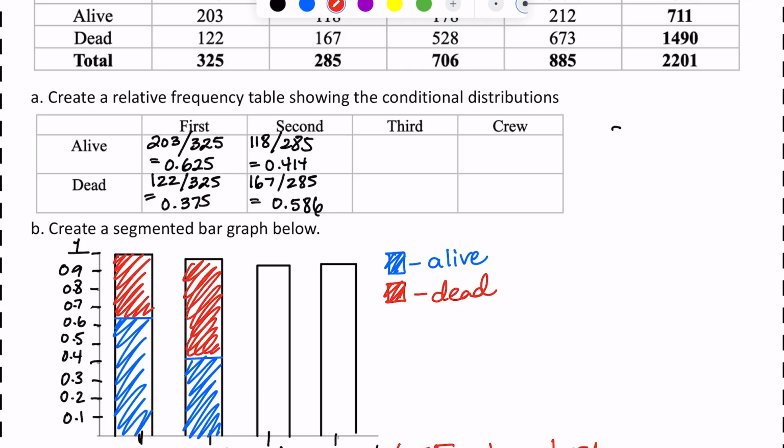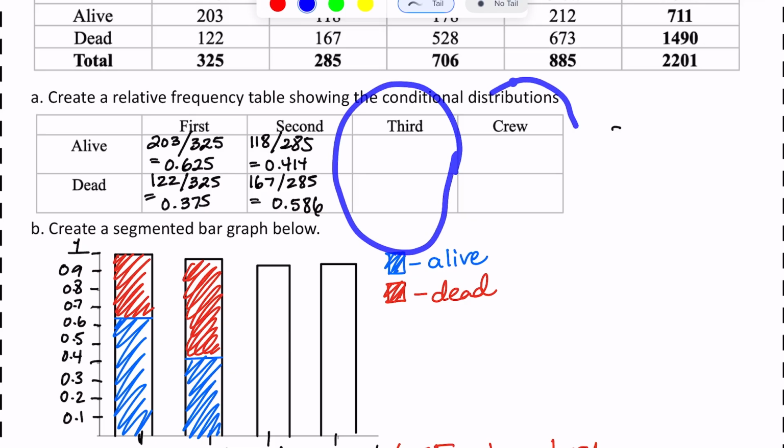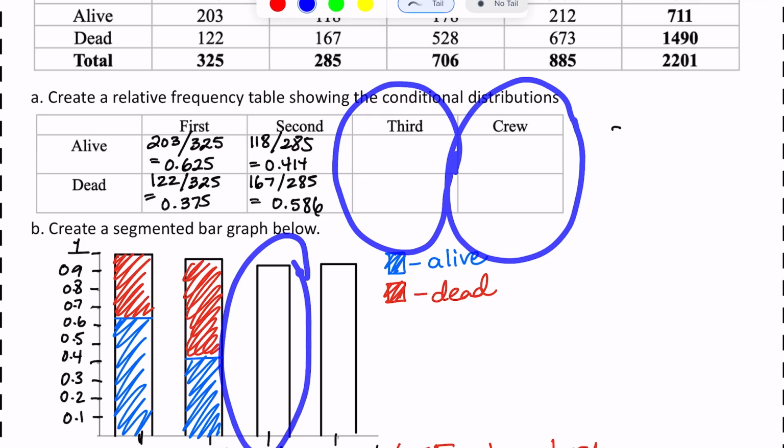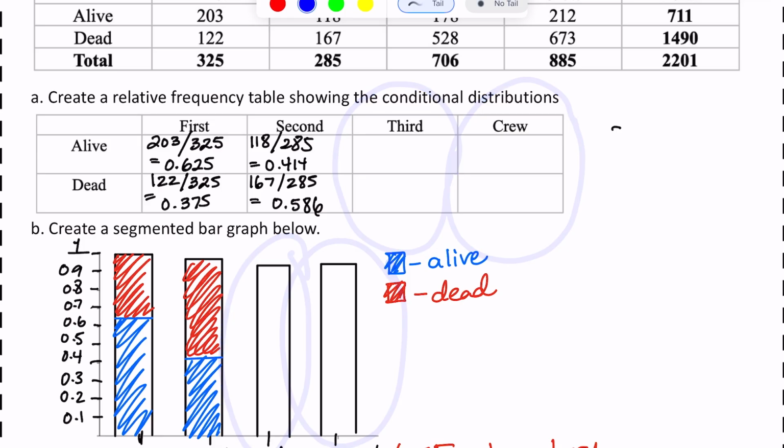Okay, I'm going to pause here. I want you to finish this off. So what you need to do is calculate the conditional frequencies for the other two classes and then color in your bars accordingly. Pause this video and give students about 3 minutes to do that.